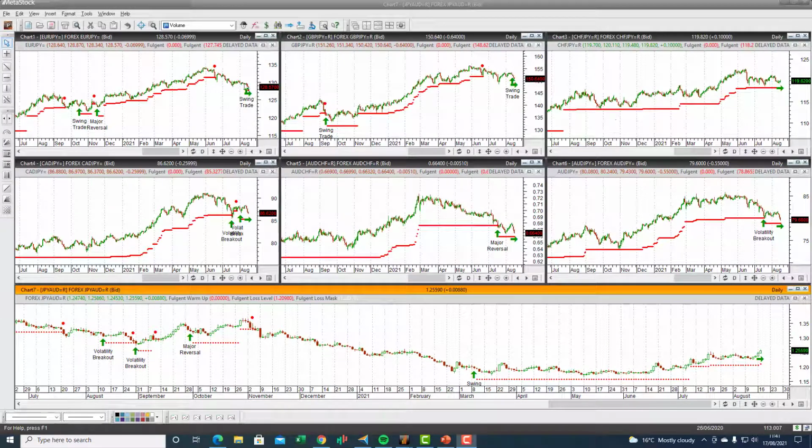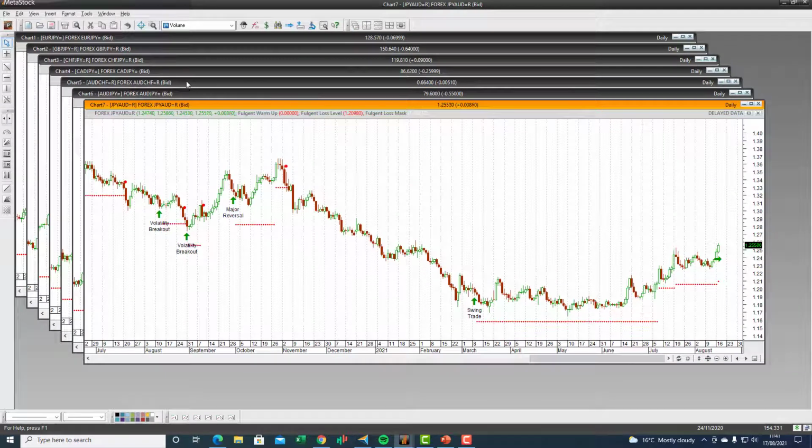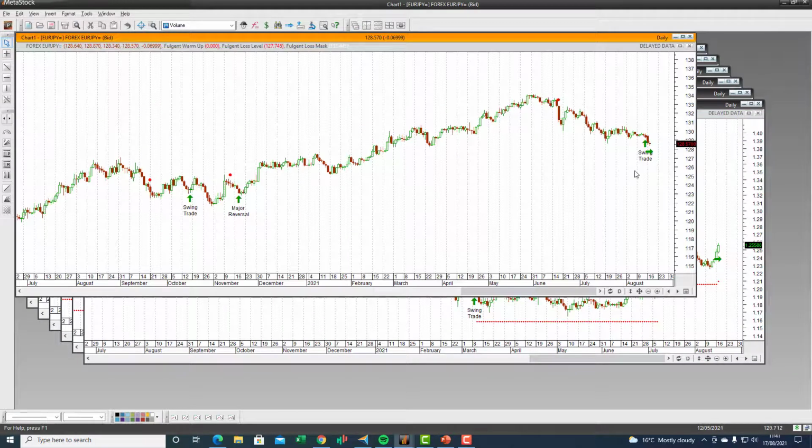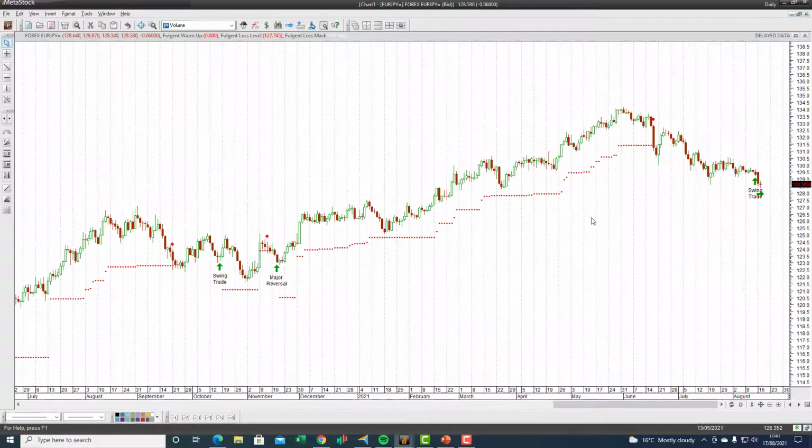So we've got all our trades on. Let's start with the euro yen. Change the format there so we can see the charts easier. Euro yen in the back there. So we've got a swing trade in it at the moment. We've had a multi-month November, December, January, tremendous long rally.